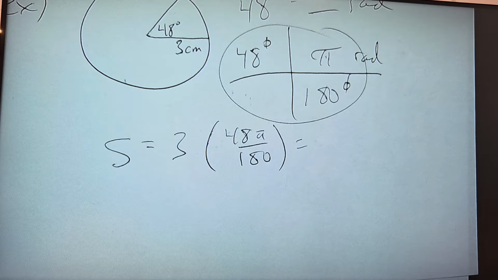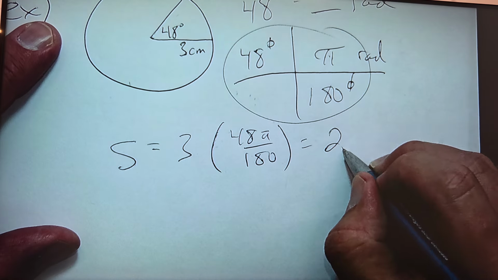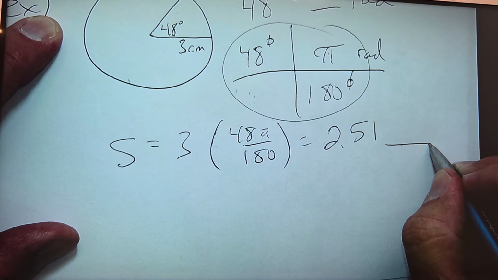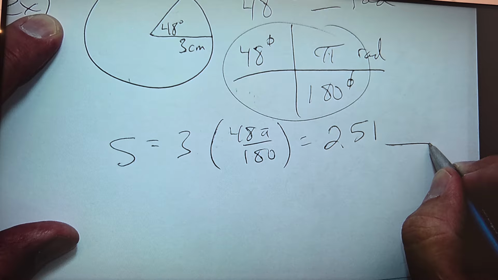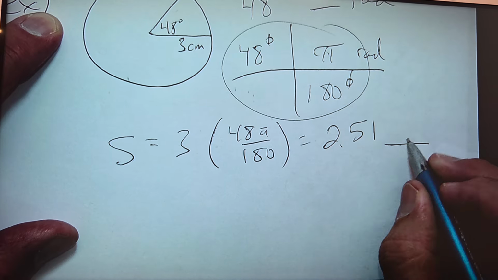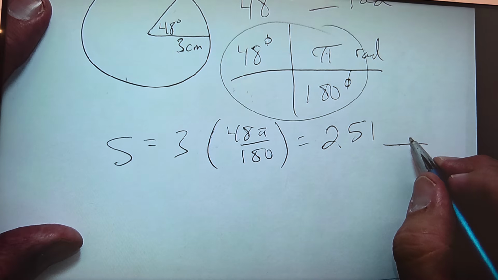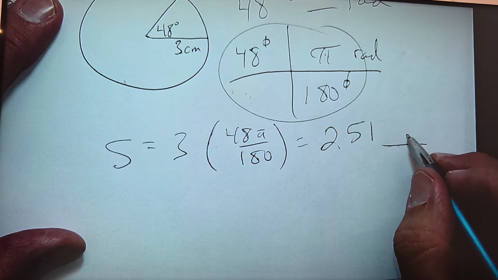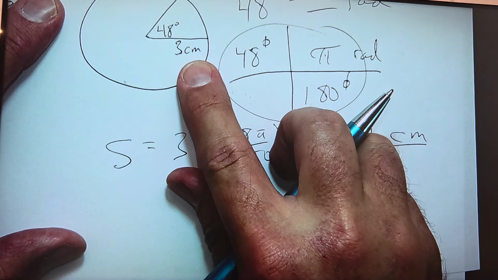We'll find out. My guess is 2.58. 2.5. What is it? 2.51? Yeah. God, I suck. 2.51 what? It's okay, we'll round to here. 2.51 centimeters. Yes?